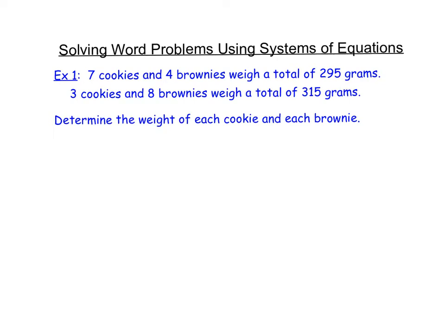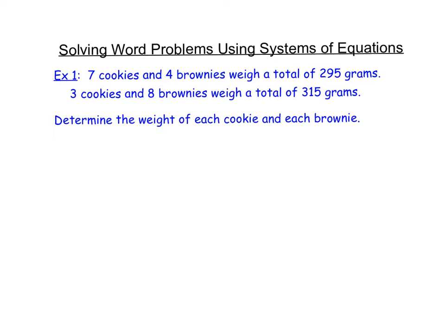Example 1 talks about cookies and brownies. So we have 7 cookies and 4 brownies. That weighs a total of 295 grams. And then 3 cookies and 8 brownies weigh a total of 315 grams. So the question asks us to determine the weight of each cookie and each brownie. So we're assuming all the cookies are the same weight and all the brownies are also the same weight.